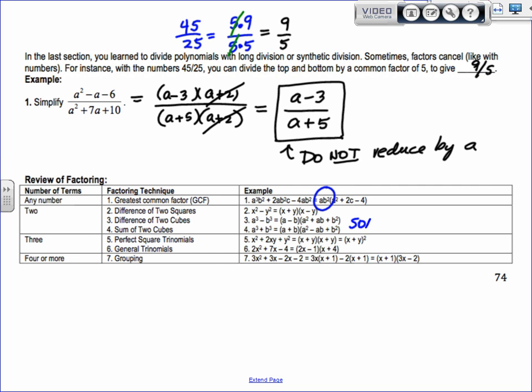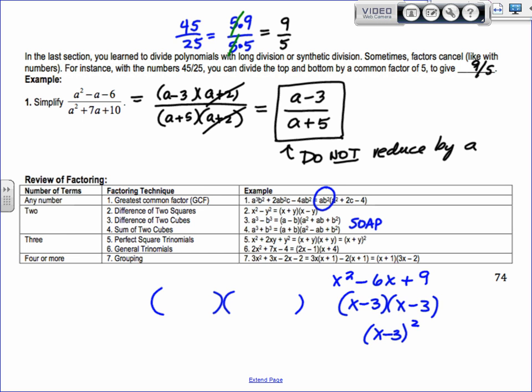Remember your SOAP, right? Same, opposite, always positive. If you have 3 terms, I would just do your 2 parentheses. I do have something called a perfect square trinomial listed, which is where if you have x squared minus 6x plus 9, it factors into x minus 3 times x minus 3, which you could write as x minus 3 squared. That's kind of what this is saying.